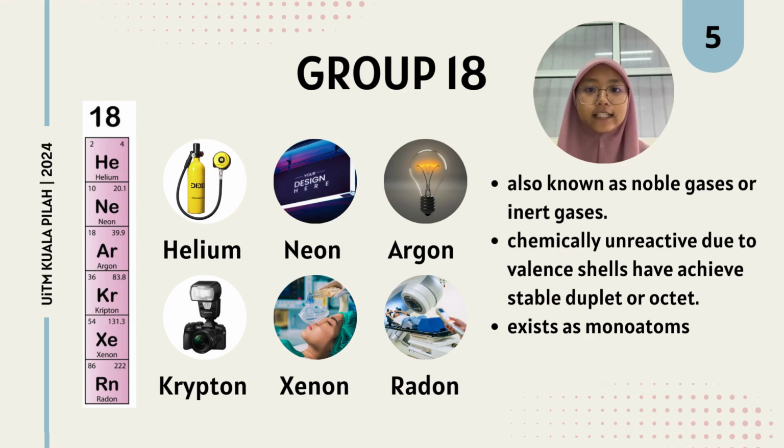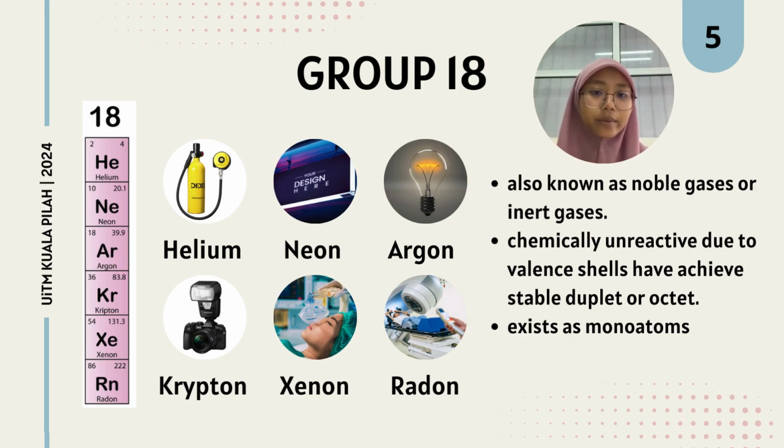Elements in group 18 are known as noble gases or inert gases. Group 18 consists of the elements helium, neon, argon, krypton, xenon, and radon. Noble gases are chemically unreactive due to valence shells that are fully filled with electrons. Noble gases have achieved stable duplet or octet electron arrangements, which causes the atoms of noble gases to not donate, accept, nor share electrons with the atoms of other elements. The atoms of noble gases exist as monoatoms.